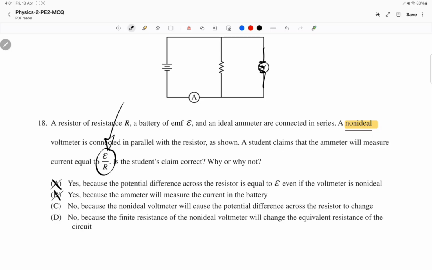So it's not a yes. And no, the potential difference across the resistor is not going to change, because it's in parallel with the voltmeter. But what's going to happen now is that the voltmeter is going to act as a resistance of its own, and it's going to change the resistance of the entire circuit. So it's choice D.